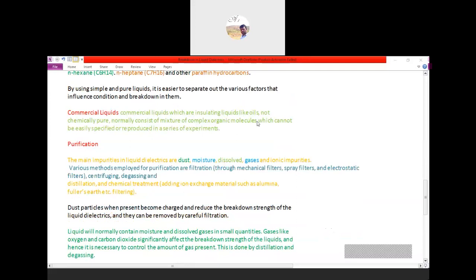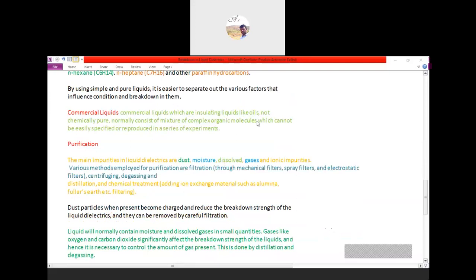These are the two types of liquids: pure liquids, which are chemically pure and do not contain any other material, and commercial liquids, which consist of a mixture of complex organic molecules.